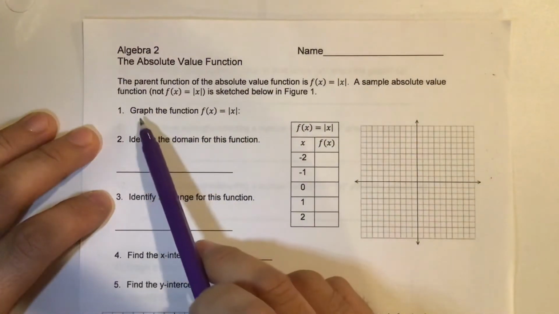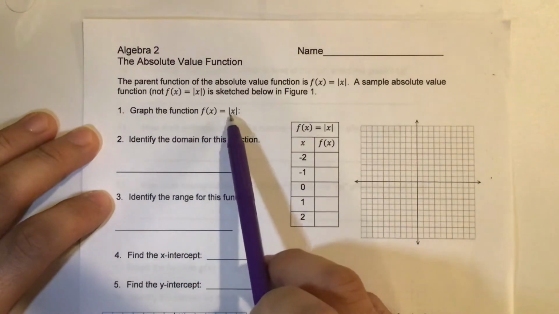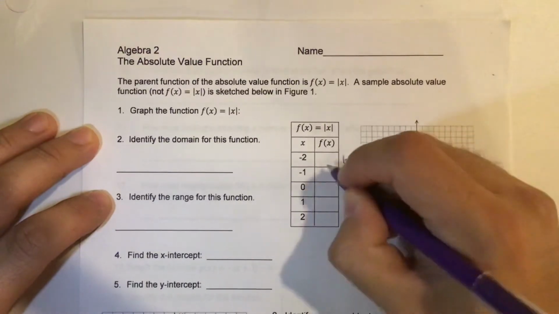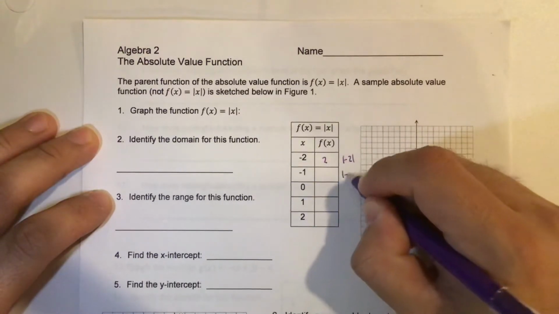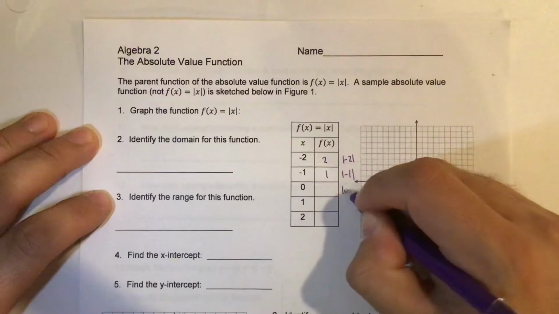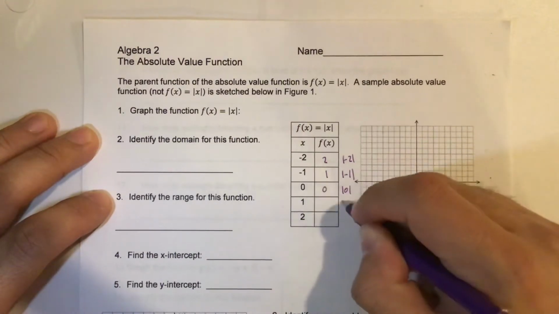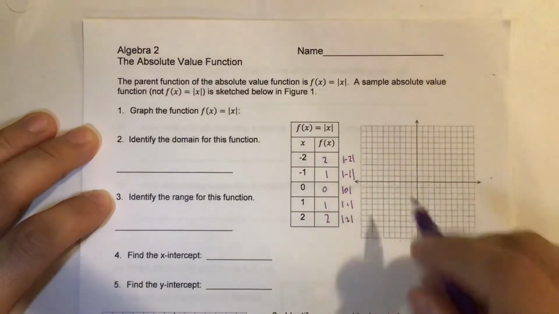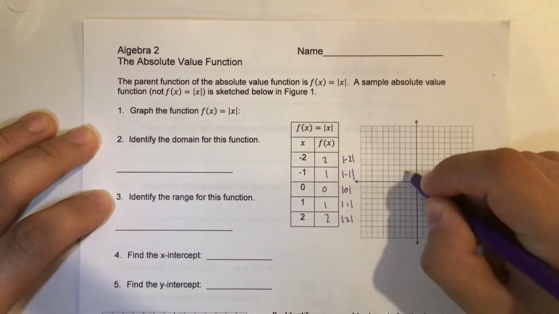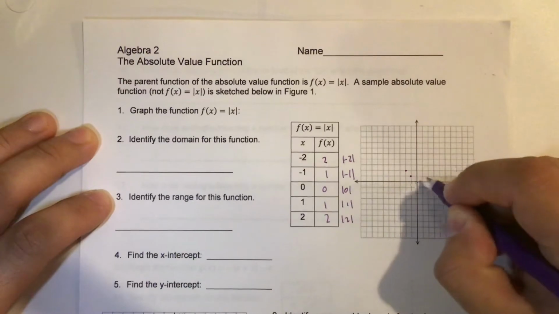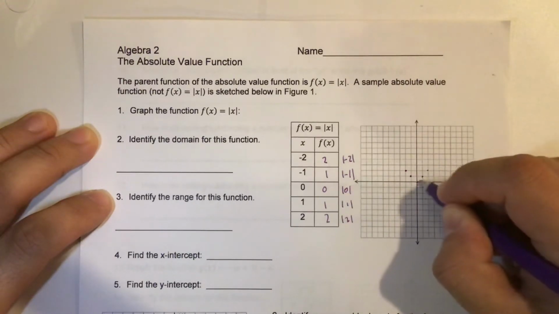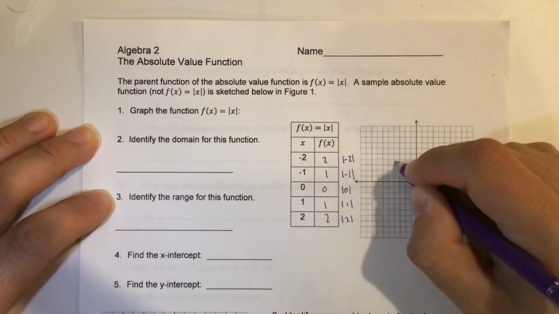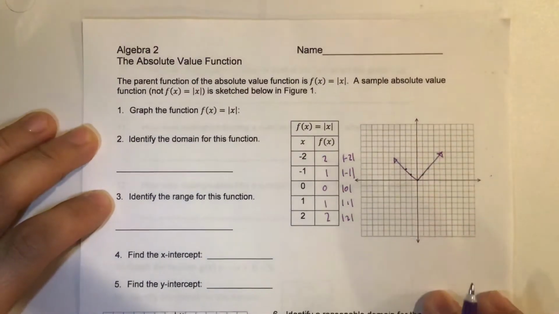It says graph the function f of x equals the absolute value of x. So we're going to take -2 and plug it in here. The absolute value of -2 is 2. The absolute value of -1 is 1. The absolute value of 0 is 0. The absolute value of 1 and the absolute value of 2 are 1 and 2. So now we're going to plot these points: -2, 2; -1, 1; 0, 0; 1, 1; and 2, 2. And so now we have this shape coming here. Sorry, I missed the points.